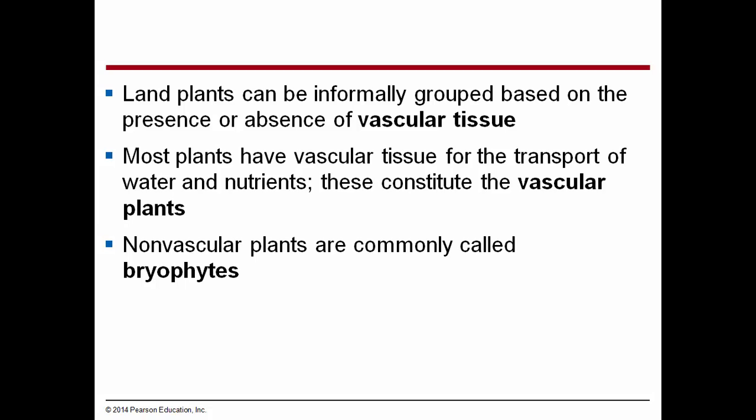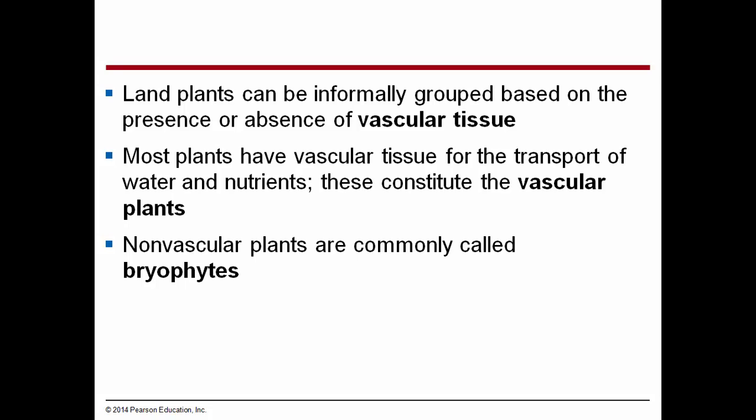Land plants can be informally grouped based on the presence or absence of vascular tissue. Most plants have vascular tissue for the transport of water and nutrients. These constitute the vascular plants. Non-vascular plants are commonly called bryophytes.